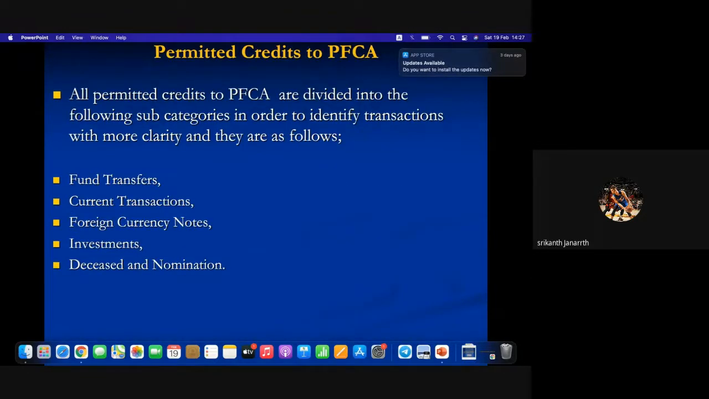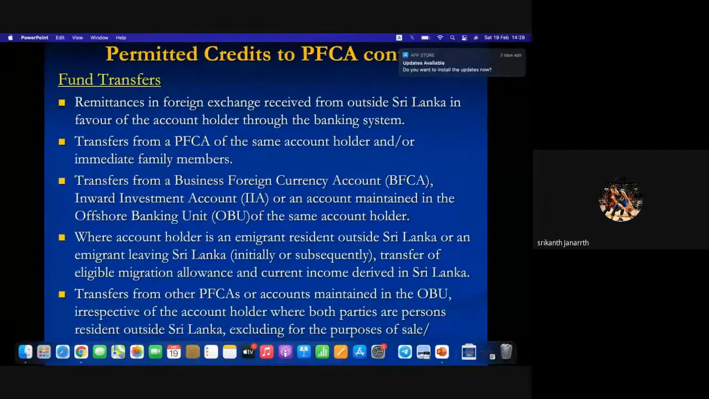Okay, now we are going to look at it under the permitted credit. I have simplified it for you for better understanding into 5 categories: fund transfers, current transaction, foreign currency notes, investment, or deceased, or nomination, or executor, administrator. So these are the 5 categories. Permitted credits into 5 categories, right? So what are those 5 categories? Fund transfers. So let us look at under PFCA, what are the fund transfers?